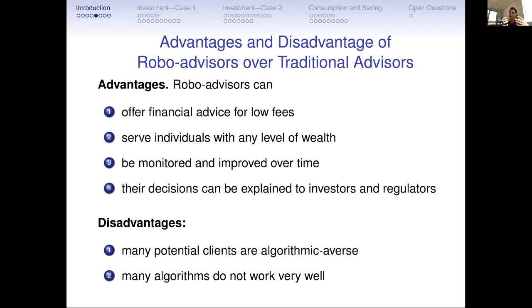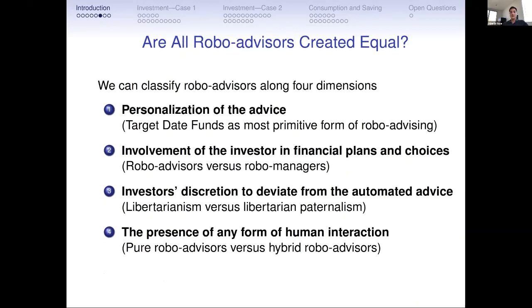That's why, in algorithms that are based on machine learning, a big area of research is the explainability of AI, exactly because there is a need to explain to investors and regulators why a certain machine made a certain decision for certain investors. Now, what are the disadvantages? Well, many individuals may not want them, right? They may not trust their advice, and many algorithms simply may not work very well.